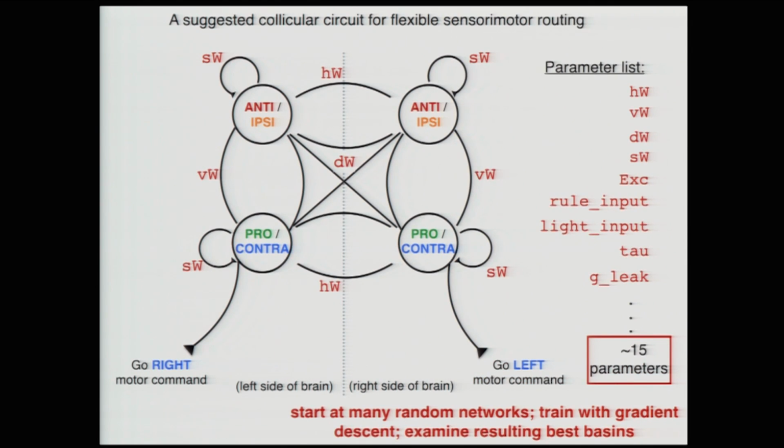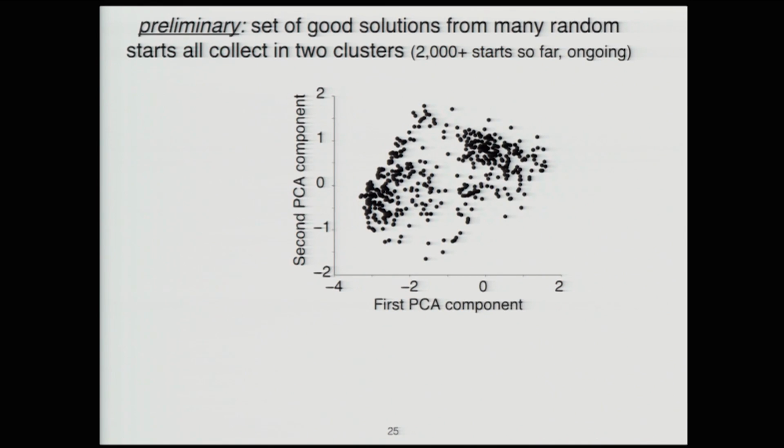So what we're doing is we take this network, we start from many random starting points, and then we find those minima, and we look at the set of minima that match our data well. I told you that I wasn't giving you answers yet. We don't have any answers, so we have some preliminary suggestions that this will be interesting. It turns out that we find really 2 clusters of solutions.